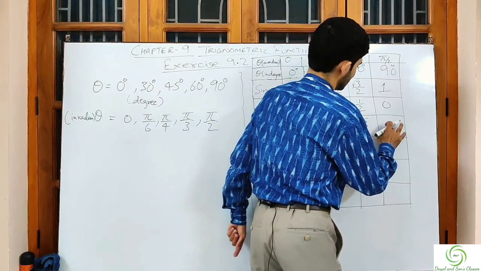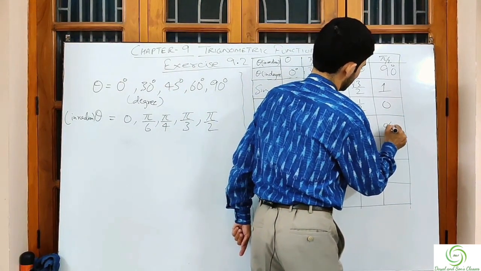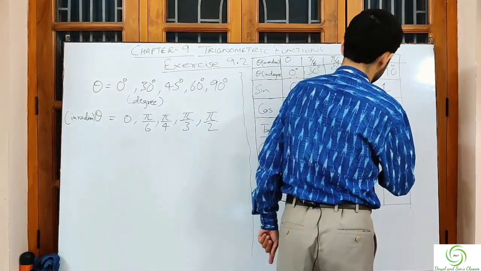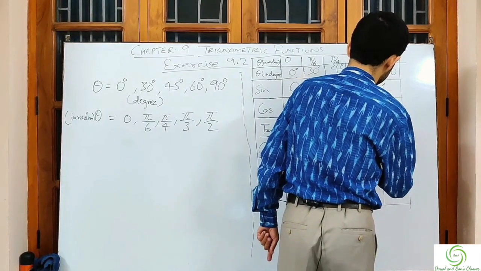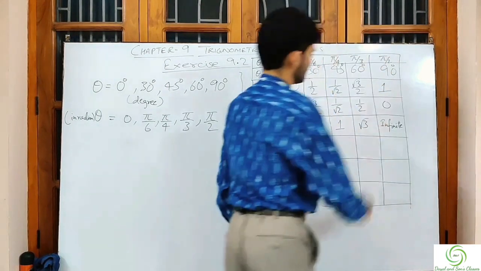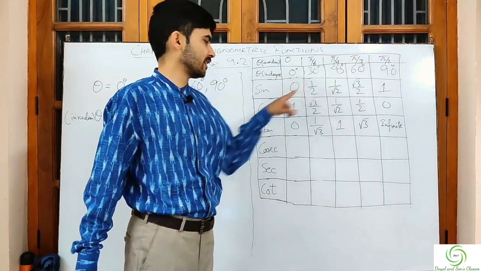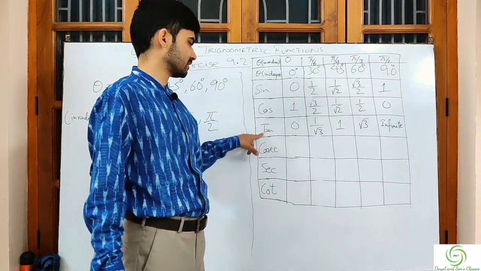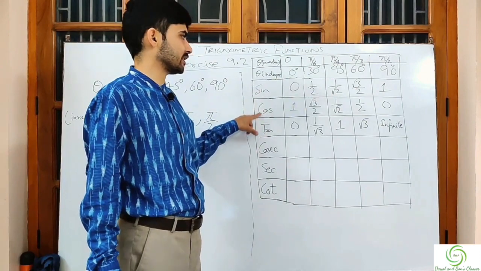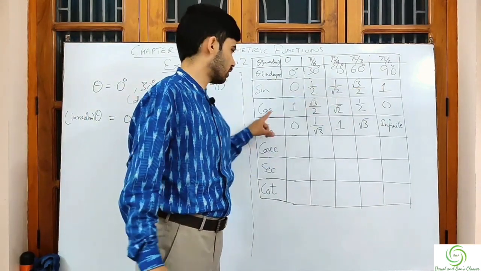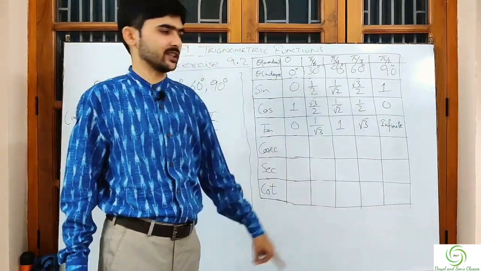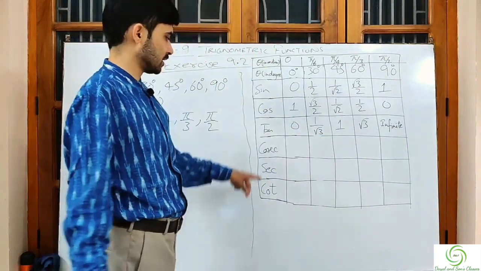And tan 90 will be infinite. Why infinite? We have tan 90 equal to sin 90 upon cos 90. Sin 90 is 1, cos 90 is 0. 1 upon 0 means infinity, that's why infinity.